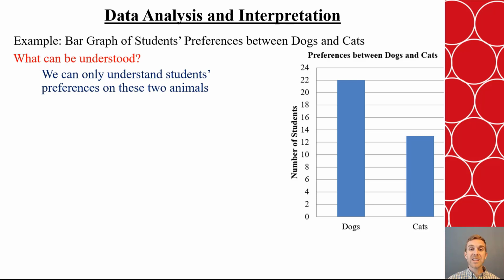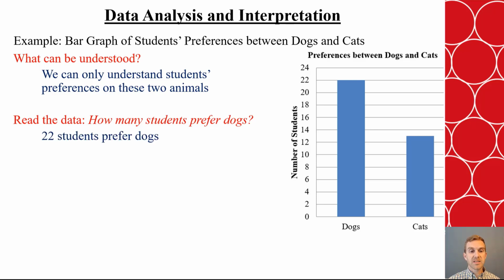If we want to read the data, one question could be, how many students prefer dogs? That's literally just reading off the chart. And here we can see that 22 students prefer dogs because our bar goes up to the line of 22.